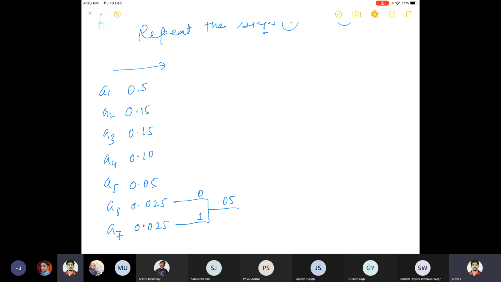Now among all this, A5 and this A6 plus A7 both have the probability 0.05. So I have to combine A5 with this one. If I do that, I can write 1 here, 0 here, and then add the probabilities. 0.05 plus 0.05 will be 0.10. Then again the same thing, I have to add this. So I have 0 here, 1 here, and if I add this, it will be 0.20.